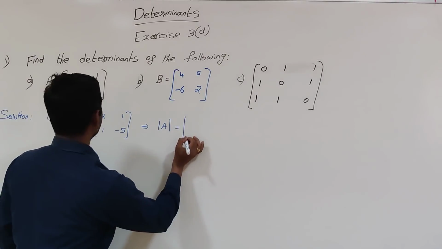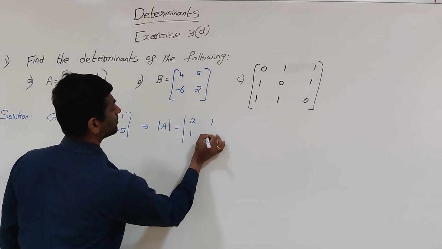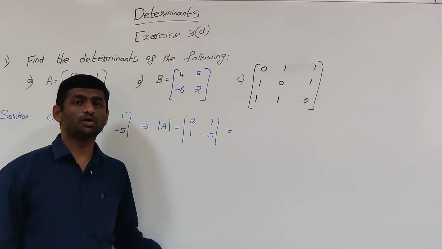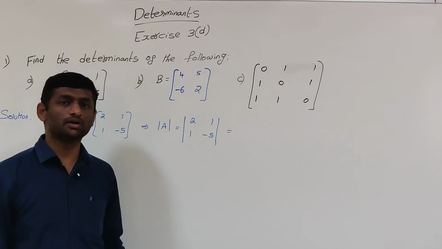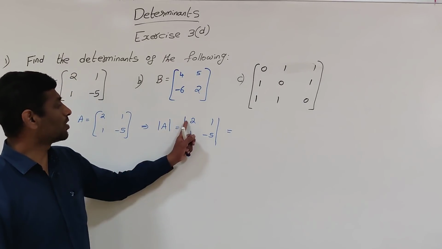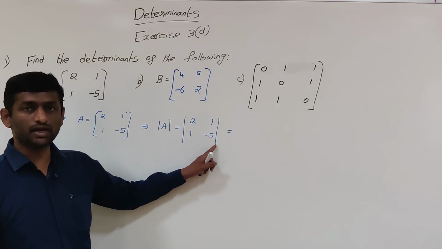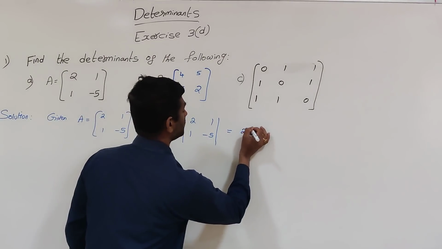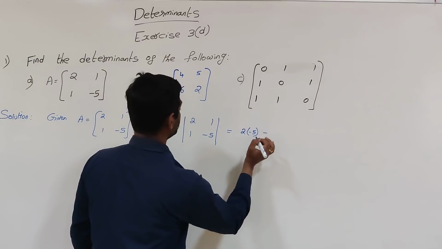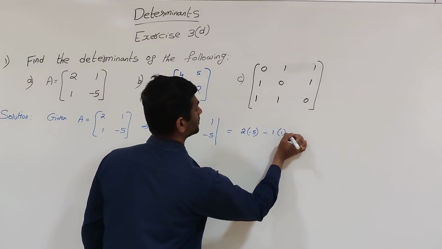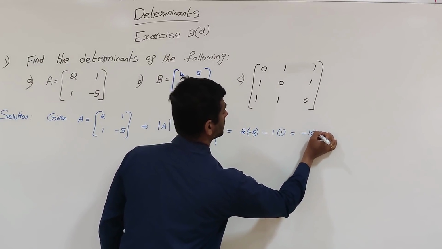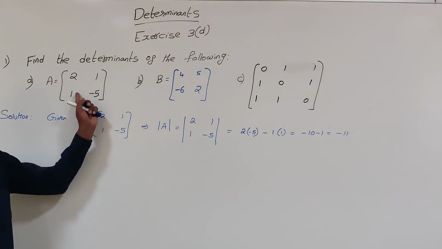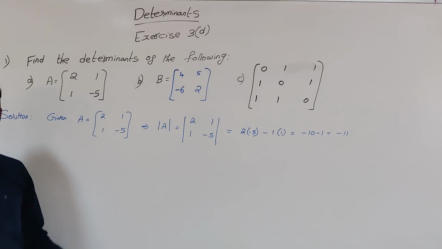So determinant of 2, 1, 1, minus 5. It is a 2 by 2 matrix, and you are well aware of how to find the determinant of a 2 by 2: the product of the diagonal elements minus the product of the non-diagonal elements. 2 into minus 5 minus 1 into 1 gives minus 10 minus 1, that is minus 11. So the determinant of this matrix is minus 11. Now we'll see the B bit.